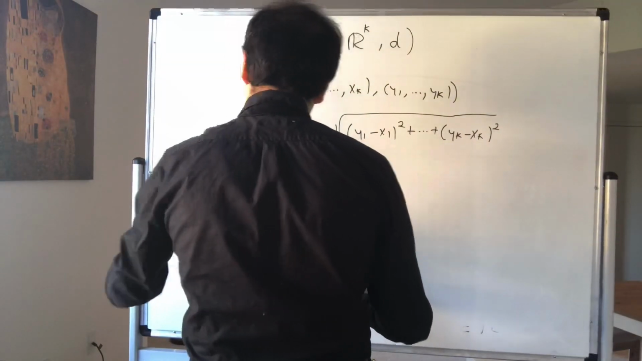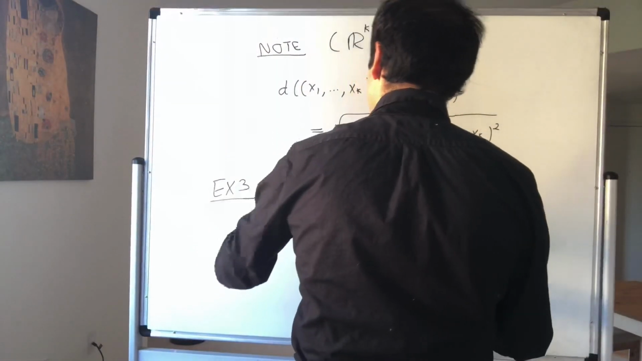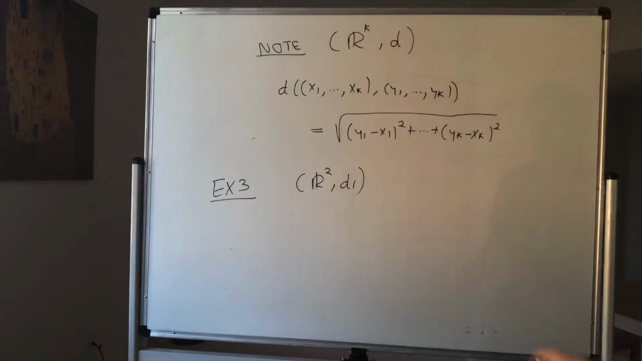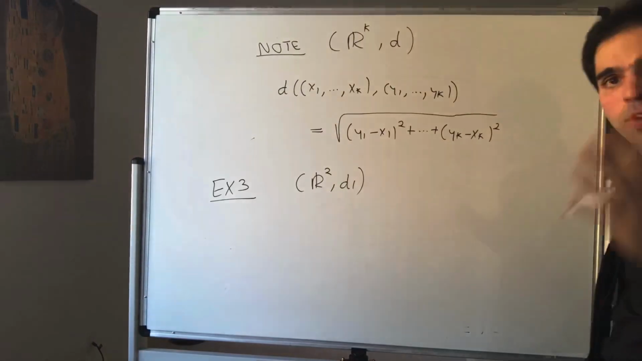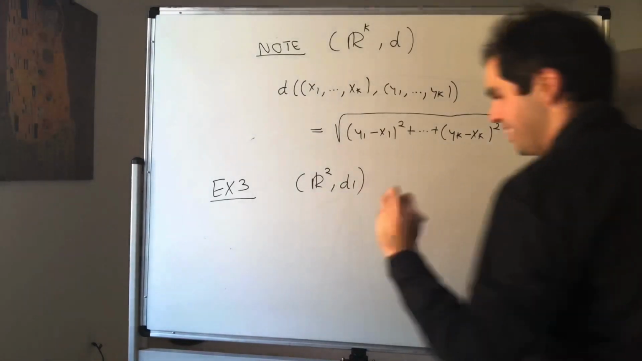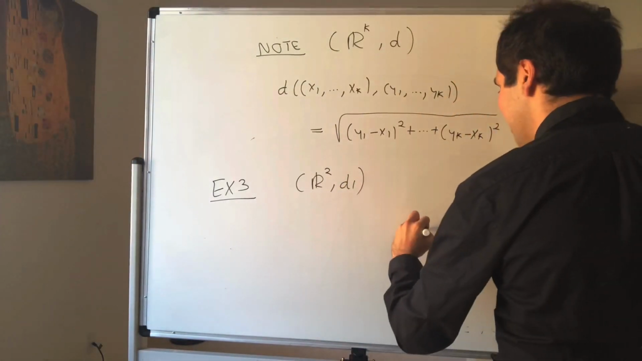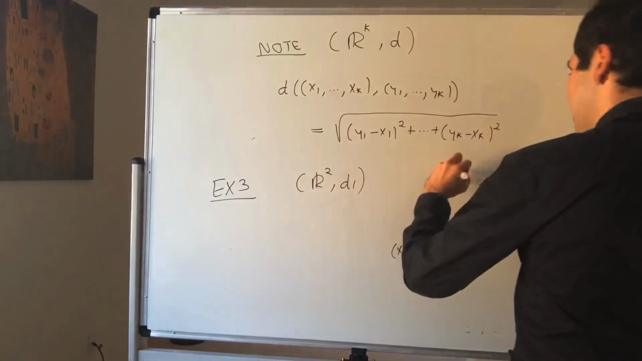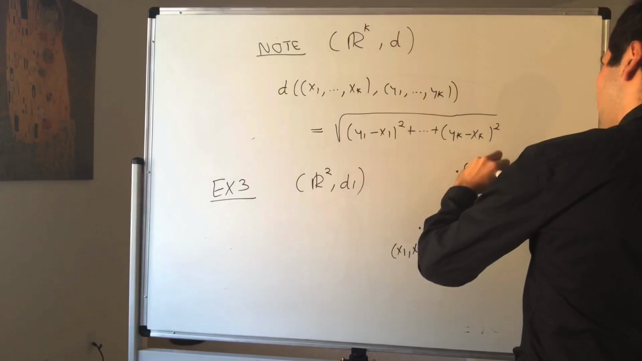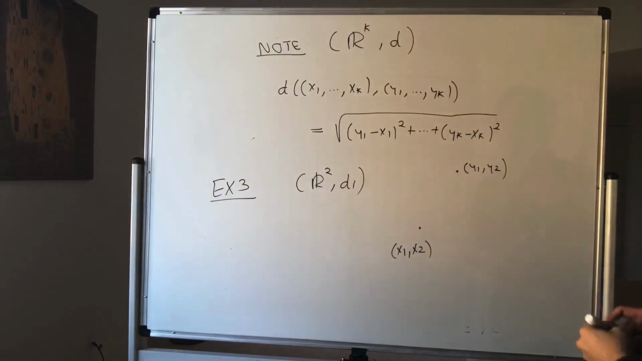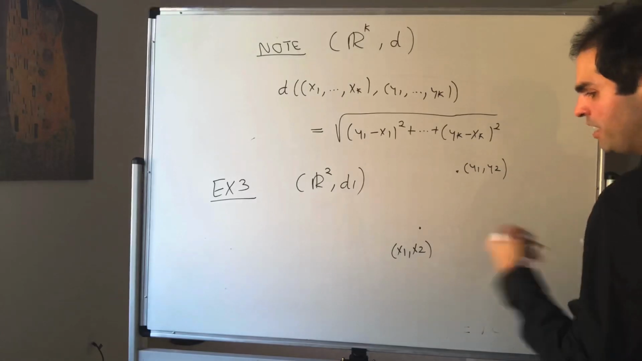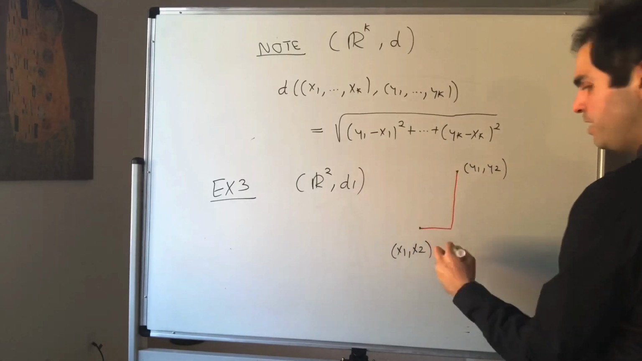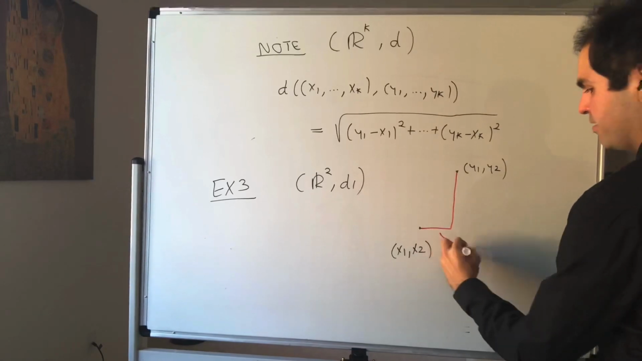So consider the following one. R2 and d1. I'll explain in a second what this is, but d1 will sometimes be called the taxicab metric, for reasons that will be apparent in a second. So let's take x1, x2, and y1, y2. Then d1 will be the sum of the distances of each leg. So d1 will be this plus this.